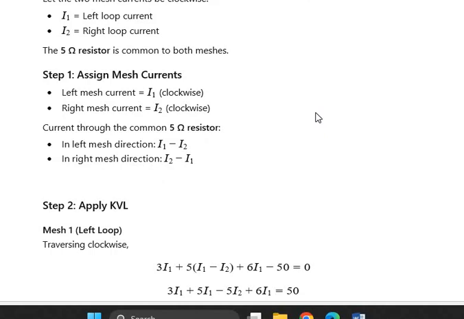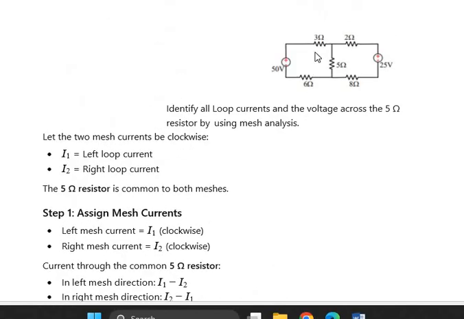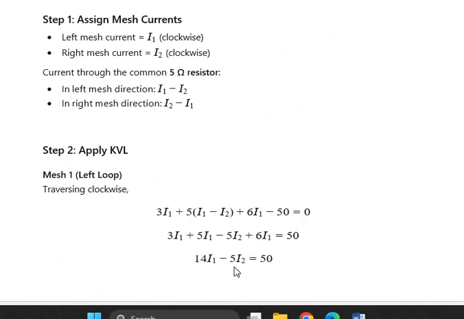Now apply KVL for mesh 1, the left loop. So 3I1 plus 5 into (I1 minus I2) plus 6I1 is equal to 50 volts. So we are grouping the currents I1 and I2. So we are having 14I1 minus 5I2 is equal to 50 volts.